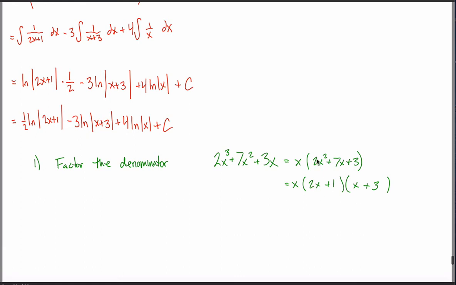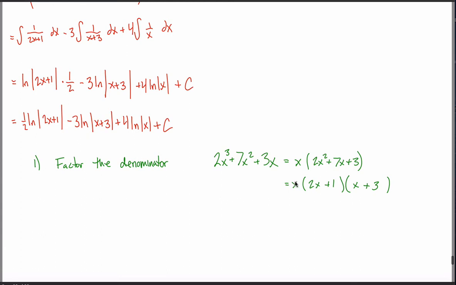2x times x gives me the 2x squared. 1 times 3 gives me the 3. And then the O and the I in FOIL, the 2x and the 3 gives me 6x. And the 1 and the x gives me 1x. And 6x plus 1 more x gets me this 7x. The point is, this third degree polynomial that we started out with in the denominator can be factored into these three linear terms. They're called linear terms because they don't include any x squareds in them. They're just x's and constants. And when you can factor into three linear terms, these problems don't work out too badly.